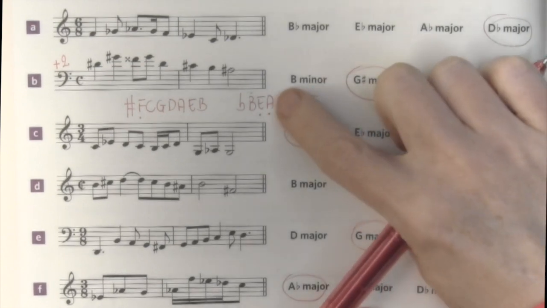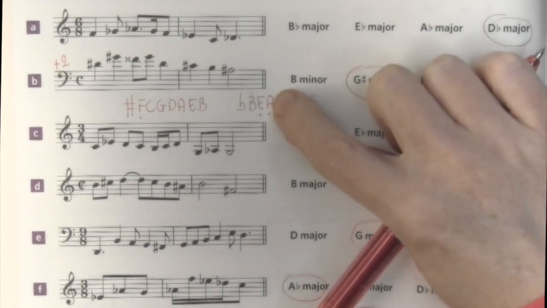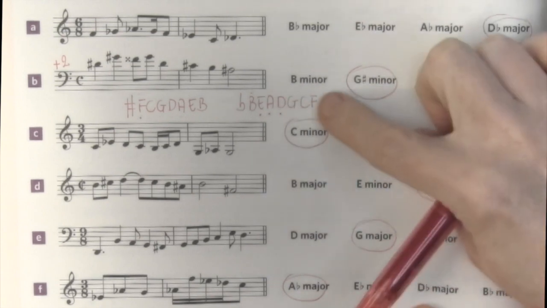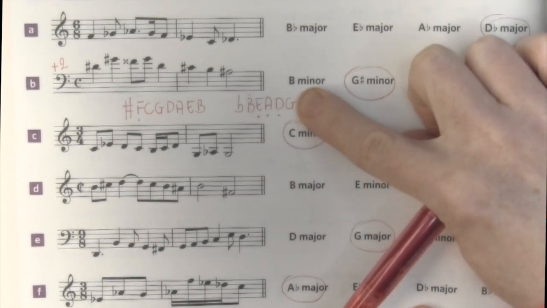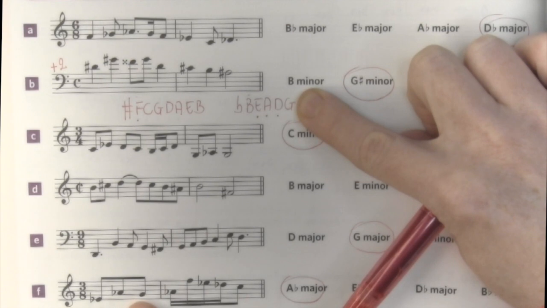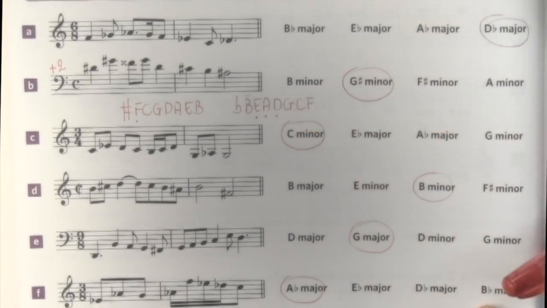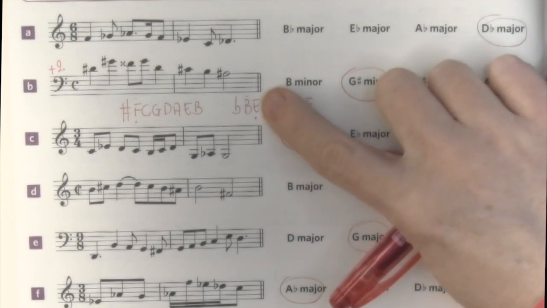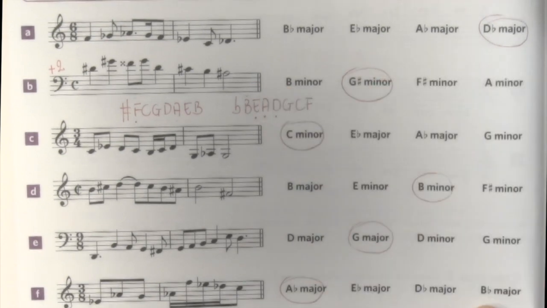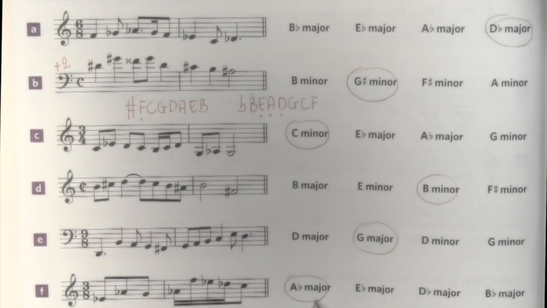E flat major would have had just 3 flats, so no D. D flat major would have had another flat, G, and this is it. Okay, so it's not possible. B flat major would have had just 2 flats, B and E. So that's the only possible answer.